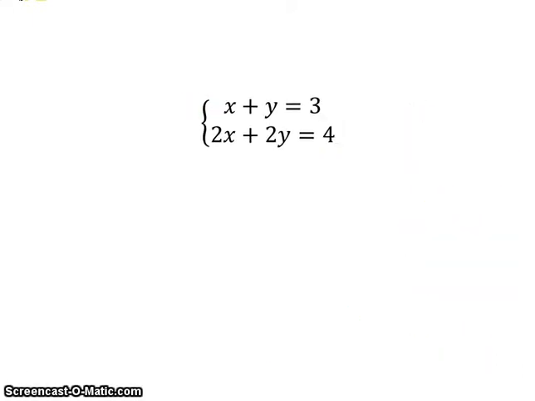I would like you to solve the following 2 on your own and come to class and tell me how many solutions these last 2 problems each have.